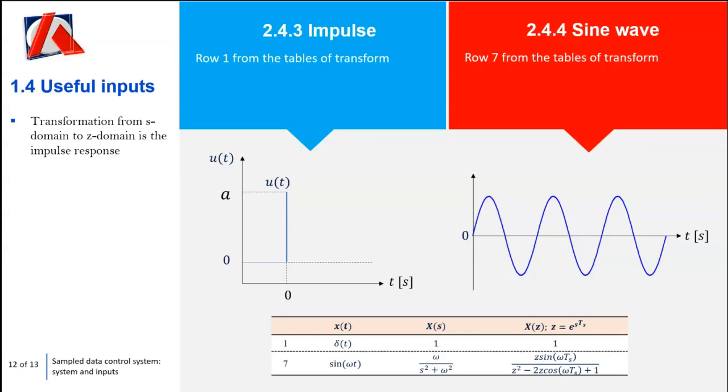Some other useful inputs: the impulse, row 1, which is effectively just a 1 being input to the system, and a sine wave. You can see a sine wave in the time domain, which you should be used to, then in the S domain and then the Z domain. I won't worry too much about the mathematics, because a lot of the time if we put a sine wave in, we'll just be using the source block within Simulink. A lot of the time, we'll just be using the step input or a unit step input.